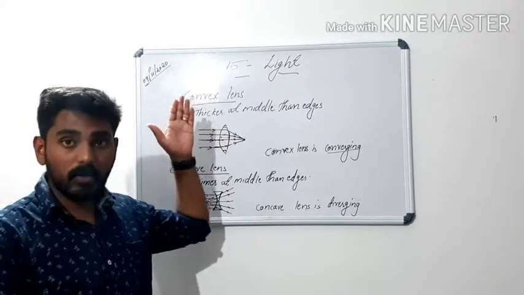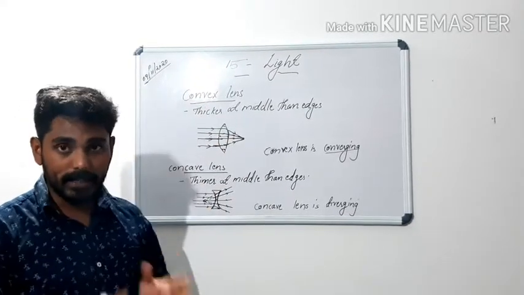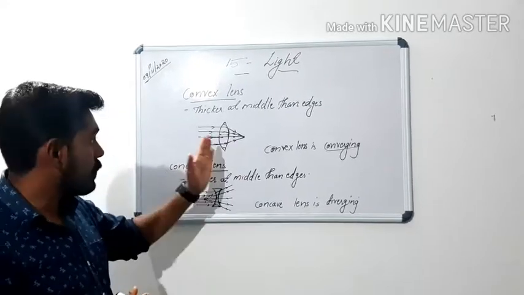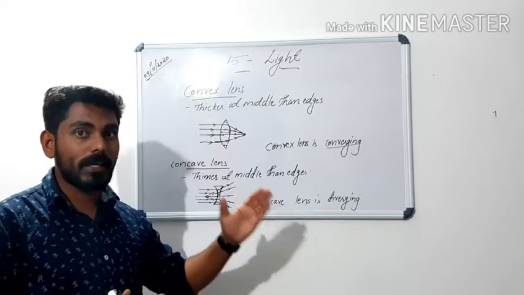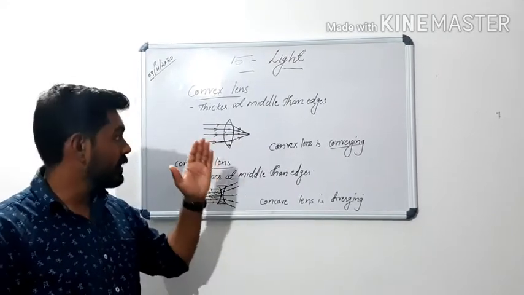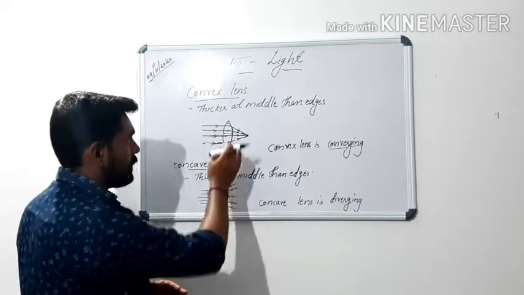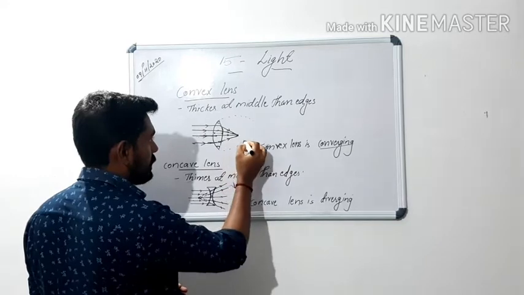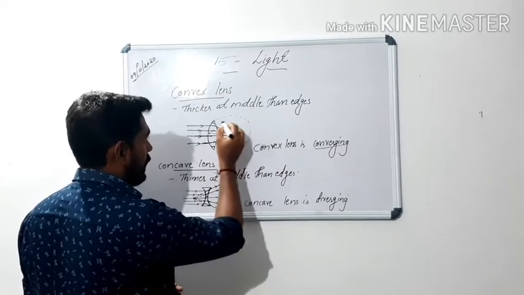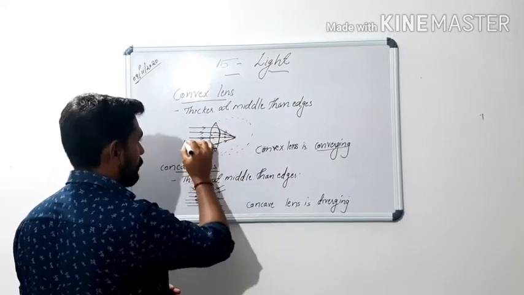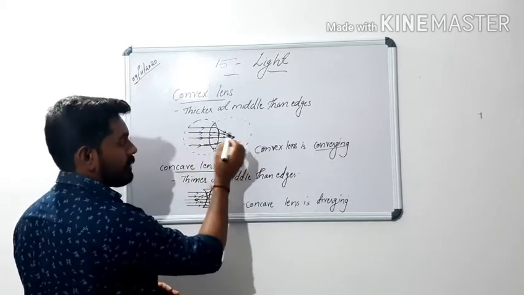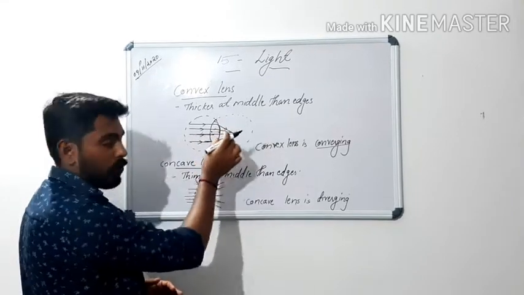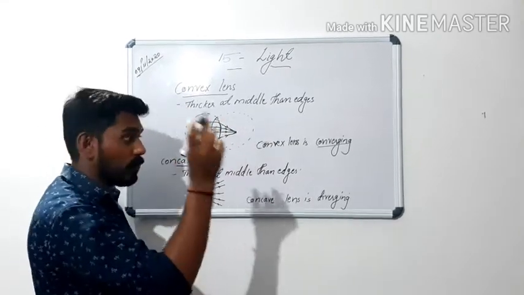Convex lens and concave lens are transparent, and there are two surfaces. That's why they have two focus points as well as two centers of curvature. When you complete this lens, you can see that this is part of a sphere and this one is also part of a sphere. So there are two principal focus as well as two centers of curvature.